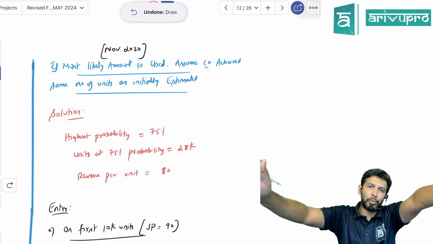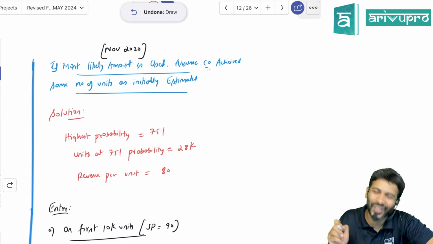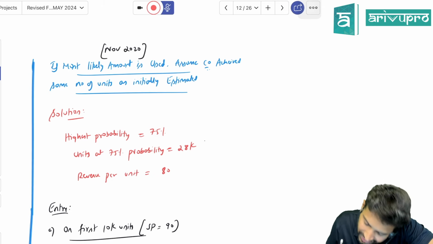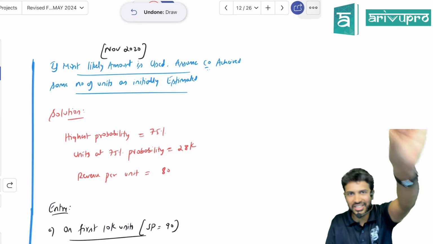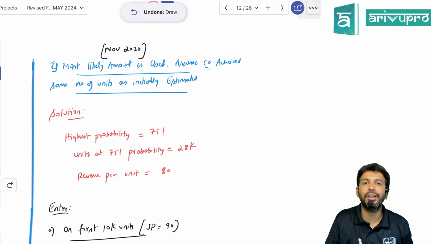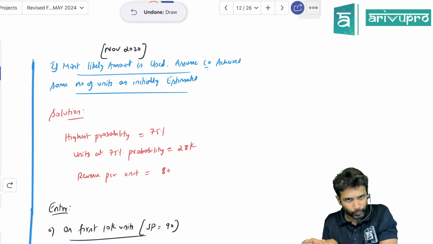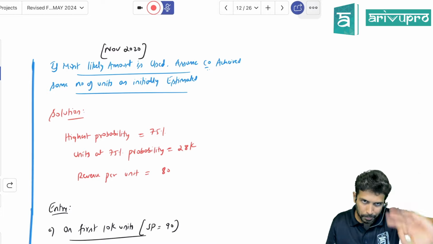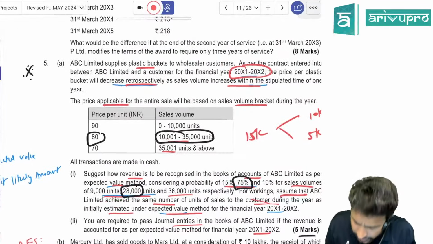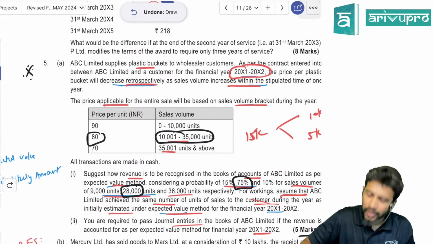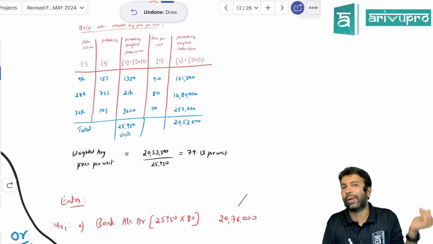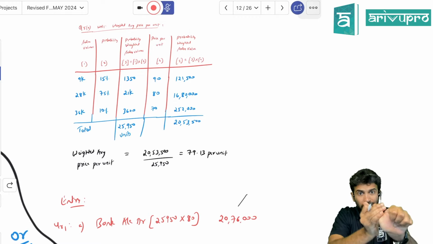So under the most likely amount, there is no probability weighting. The number of units the customer is expected to buy itself is 28,000 units. No extra probability: the sale with the highest probability only you take, and that becomes your estimate. Since the highest probability is 75%, and at 75% the customer will buy 28,000, the conclusion is that the company is estimating the customer will buy 28,000 units. The 28,000 comes in the second category. For the second category, what is the price? 80. That means the revenue per unit will be booked here at 80. The weighted average price per unit is only required for the expected value method because we have to consider all probabilities, both for units as well as for value.